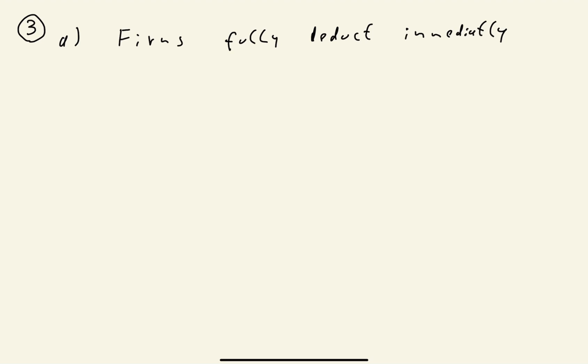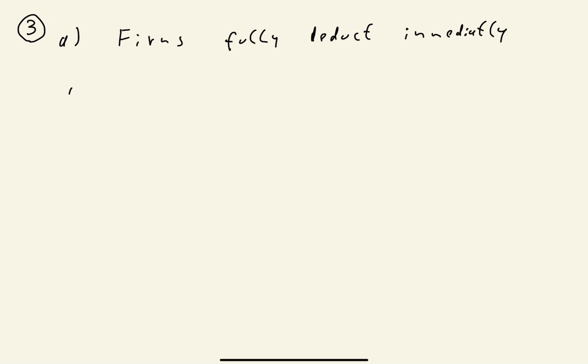Okay, so let's take a new sheet. So this is 3A. Now firms fully deduct immediately. So firms basically can fully deduct the expenses from the machine immediately. So this reduces the cost of investment by 35 cents for each dollar which is spent.